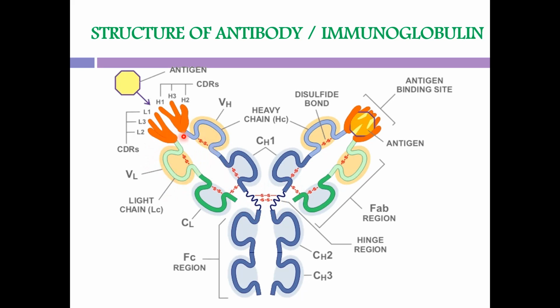The Fab region contains the variable light chain and heavy chain, and these variable chains consist of hypervariable regions. The hypervariable region is also called the complementarity determining region, where different antigenicity can be produced. This is called the antigen binding site. This is also the antigen binding site. And this is the area where the domain mainly attaches to the antibody. This is the Fab region and this is the Fc region.